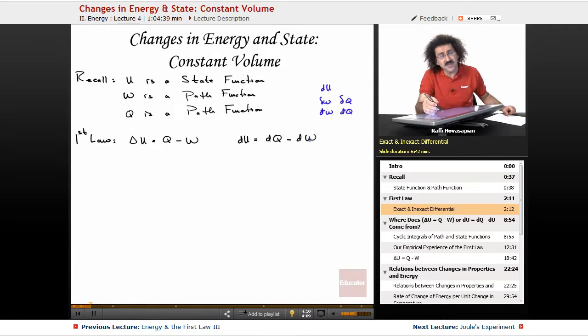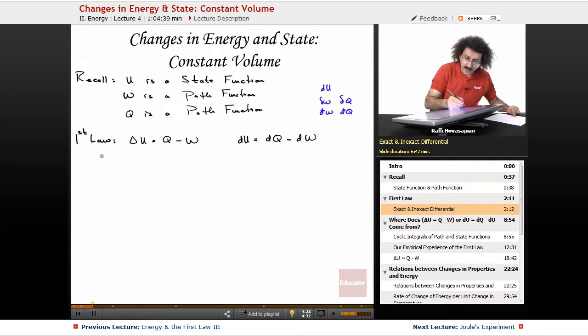To introduce new symbolism just confuses me. Personally, it's just easier to remember that work and heat are path functions and energy is a state function. That's it. Other than that, it really shouldn't cause you any problems. So I'm going to go ahead and use the same symbol, but they're not the same. This is an exact differential. These are inexact differentials.